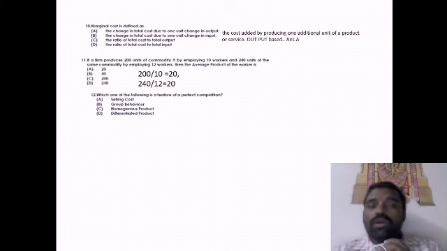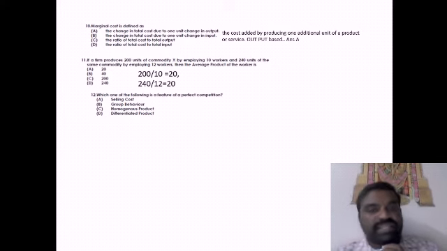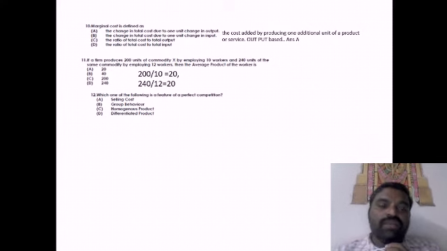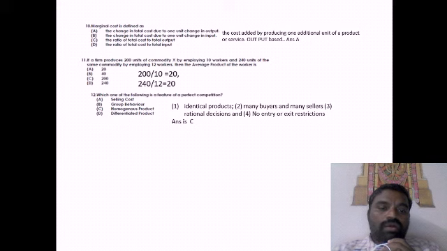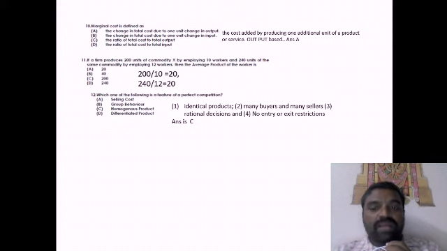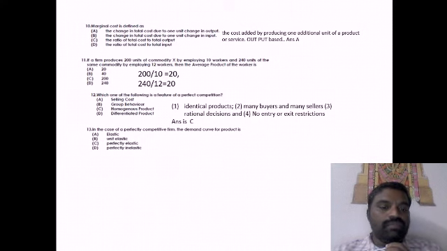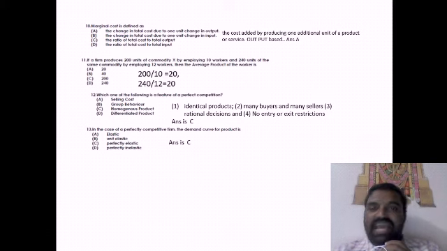Which one of the following is a feature of perfect competition? Actually, perfect competition means there is no competition; theoretically only it exists, practically it never exists. For perfect competition there should be identical products, many buyers and many sellers, rational decisions, and no entry or exit restrictions. Identical products means homogeneous products. In the case of a perfectly competitive firm, the demand curve of the product is perfectly elastic.